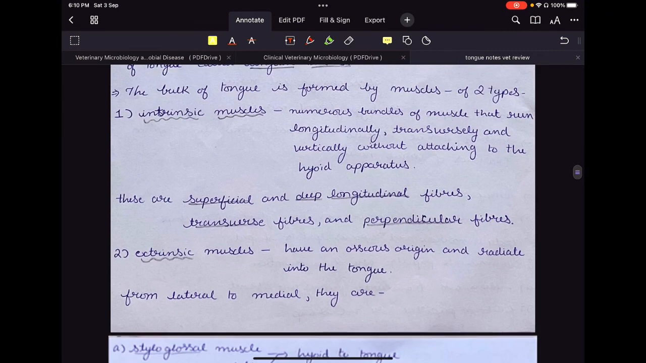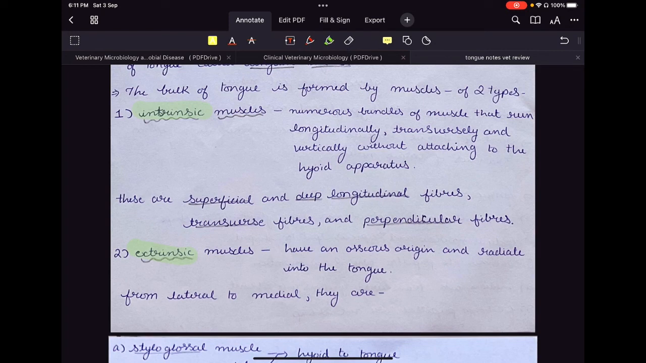Now, the bulk of the tongue is formed by two groups of muscle. This is also important. We have intrinsic muscle and extrinsic muscle. Intrinsic muscles basically means that they have an intrinsic origin, and extrinsic muscles have an extrinsic or osseous origin, and they radiate into the tongue from extrinsic structures. Both these groups have four muscles each.